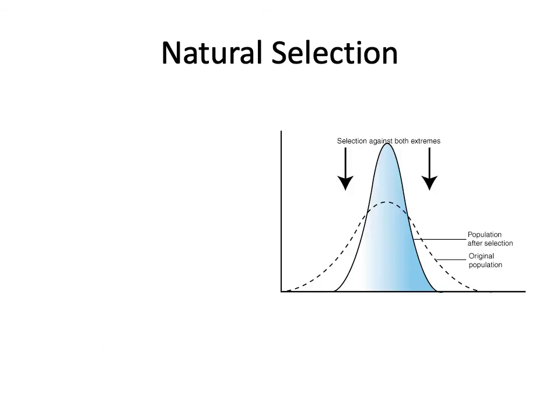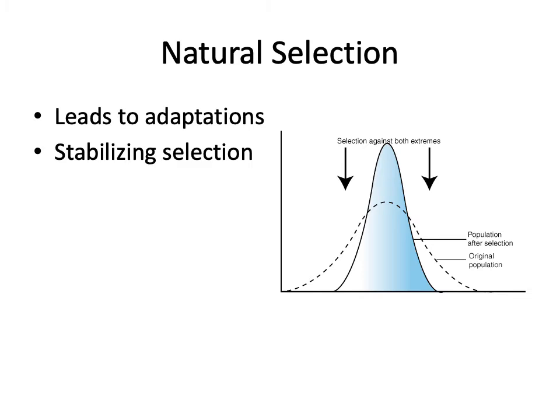Next, we're going to get into natural selection in some more detail. Natural selection can cause populations to change in different ways over time. Natural selection leads to adaptations. And there are 3 types of natural selection. One type is called stabilizing selection. The average characteristic is selected for. The extremes are selected against.